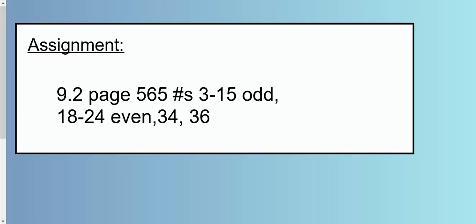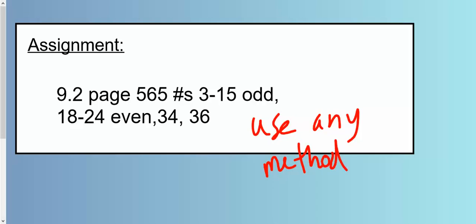Okay, I shortened it up and then use any method you like. The book may say you have to use a certain method. I don't care which method you use, provided you're doing it correctly. So do what you prefer.